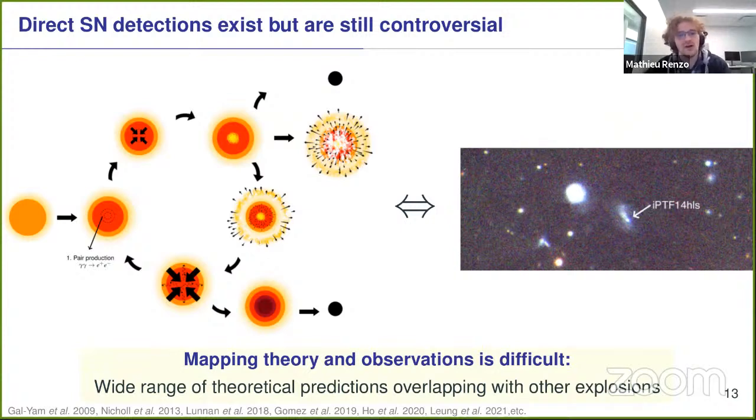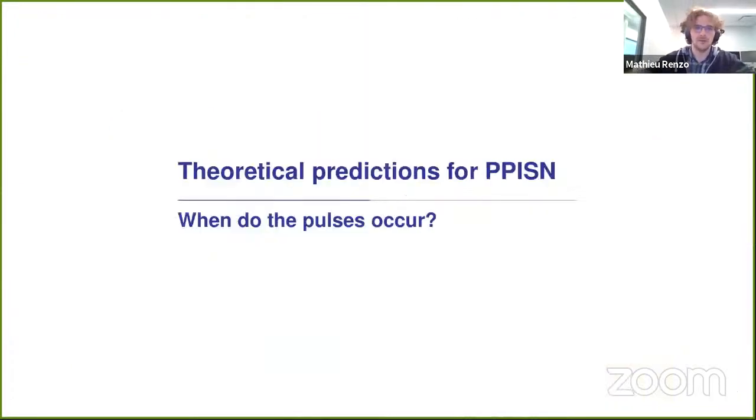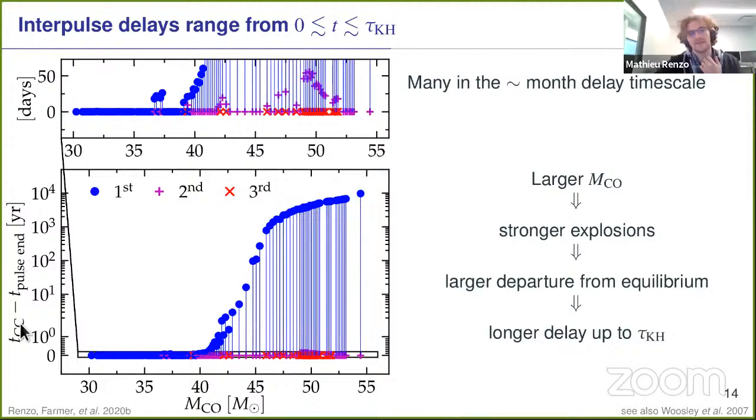And here, just to give you a flavor of the range of theoretical predictions and the trends that these theoretical models predict, I'm just going to focus on two different things. The first one that I want to show you is the timing of the pulses. So when are the pulses happening with respect to the final death and black hole formation? This plot is showing you exactly that: the delay time between core collapse and the pulse as a function of the carbon-oxygen core mass of our models.